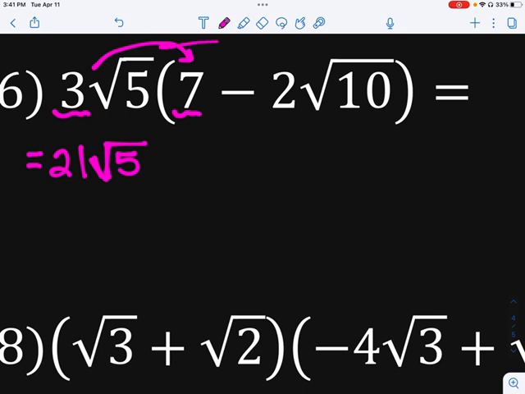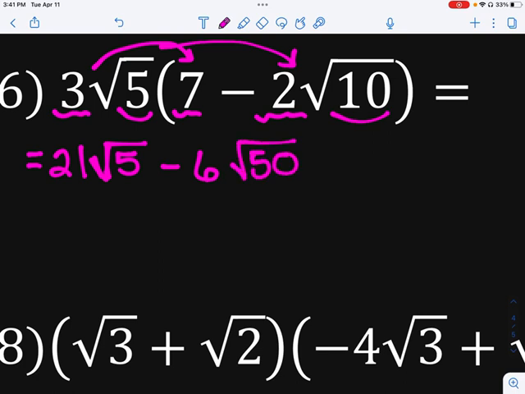Okay, now I come back and I distribute again. So I take the 3 times the negative 2, that's going to get me negative 6. Then I take the 5 times the 10, since those are both on the inside, and that's square root of 50. Then I try to break it down.